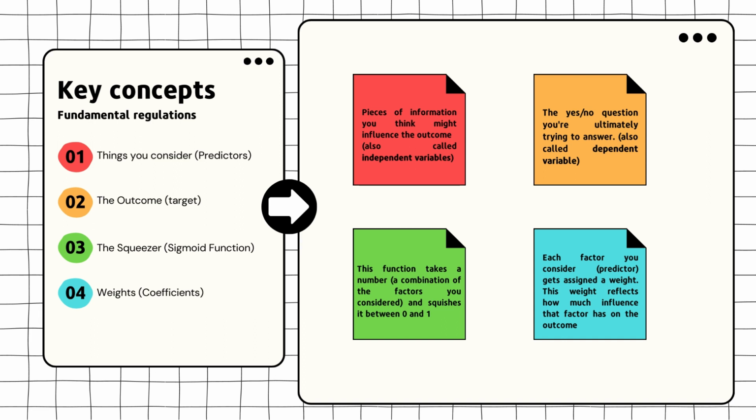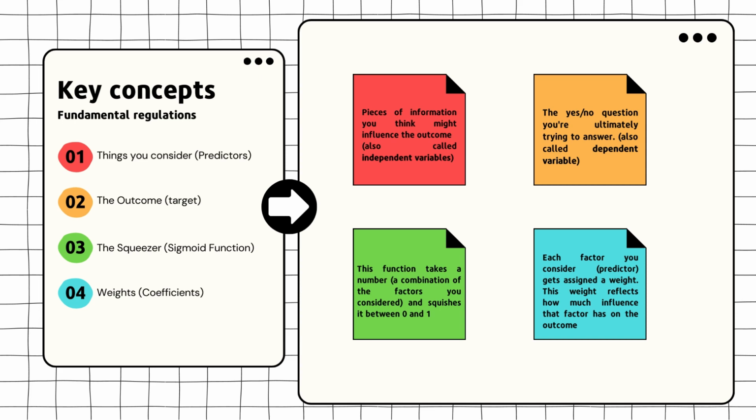First, predictors, or things you consider. These are the pieces of information you think might influence the outcome. For example, for predicting rain, you might consider things like temperature, humidity, and cloud cover. In logistic regression, these are called independent variables. These can be numbers such as temperature or categories like cloudy or sunny.